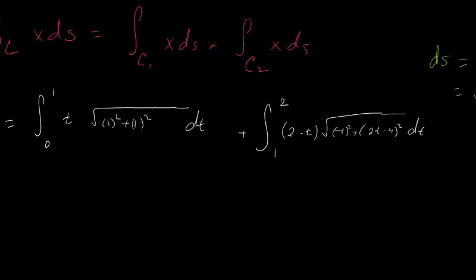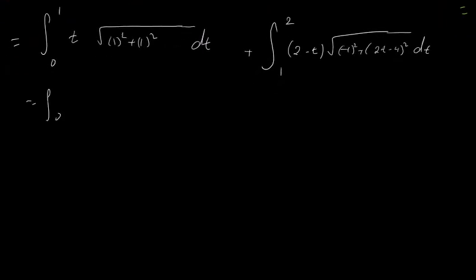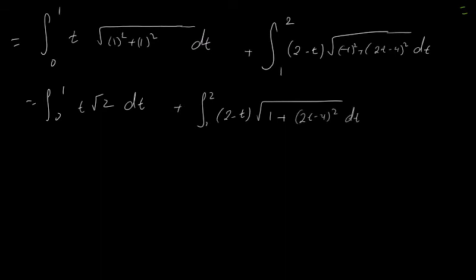Okay, so let's see what we get here when we try to evaluate these integrals. Our first one is from 0 to 1 of t times the square root of t dt. Our second one is the integral from 1 to 2 of 2 minus t times the square root of 1 plus 2t minus 4 quantity squared dt, but I'd like to take that 2 out. So that's going to be 1 to 2 times 2 minus t, square root of 1 plus 2 squared would be 4 times t minus 2 quantity squared dt.